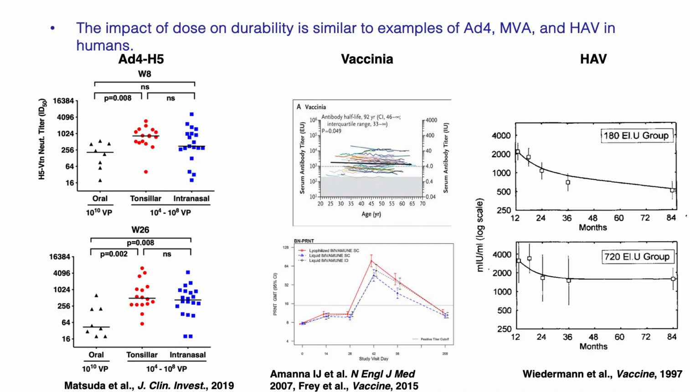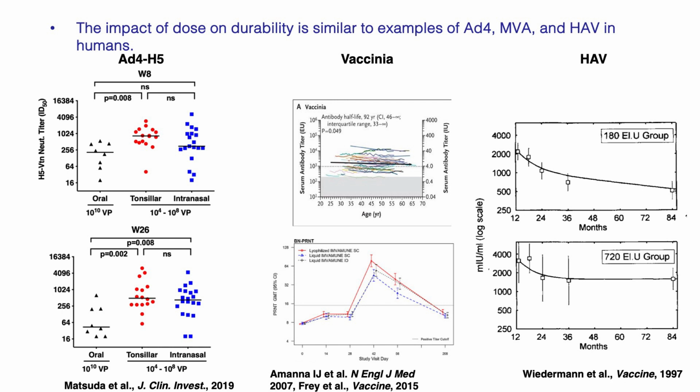As many things in life, everything becomes clearer in retrospect. And so when you look back, it should have been no surprise to us that dose would have been a really important factor, even in our own work. So when we give adenovirus type 4 on the GI tract, where it does not replicate as well, we see very little durability response to H5 transgene. But when we put it on the upper respiratory tree, now we get great durability in humans.